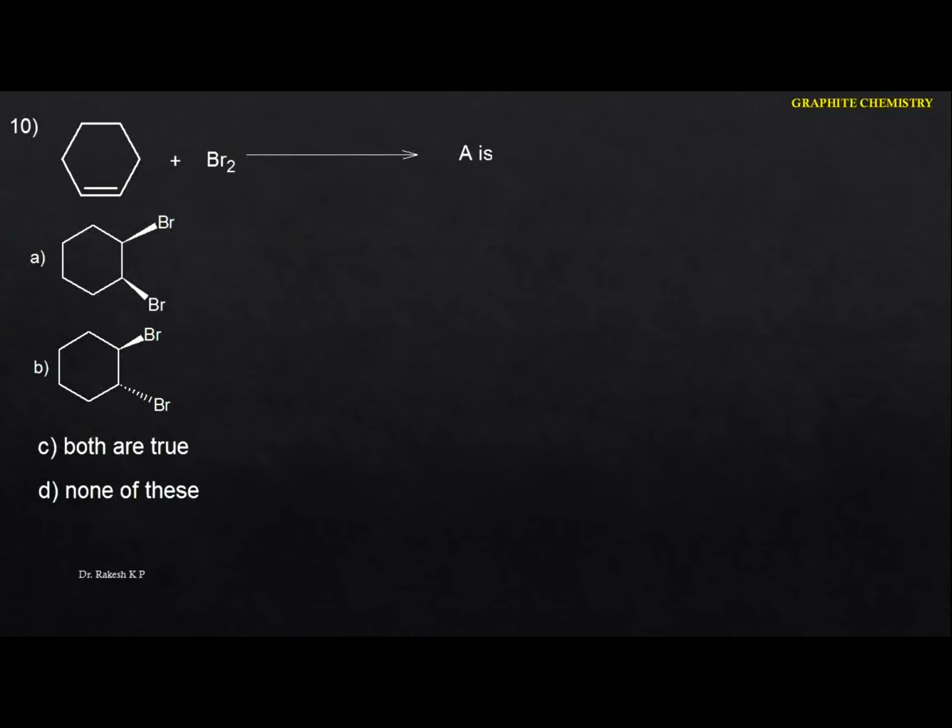Now see the 10th question here. It is similar to the previous one. See this one here. So let me take the cyclohexene. This is cyclohexene. It reacts with bromine. So let me write the bromine in this form.